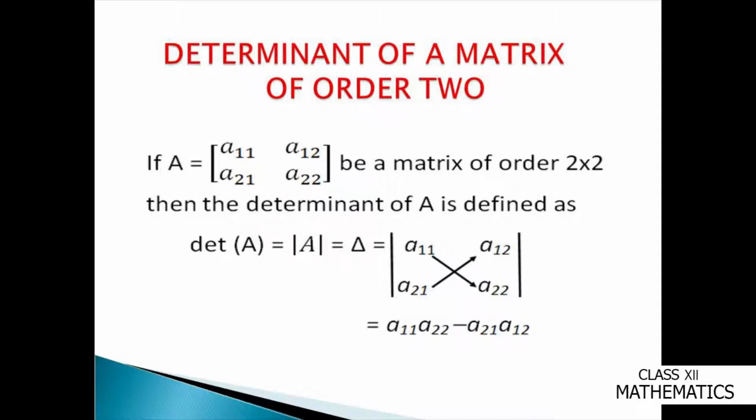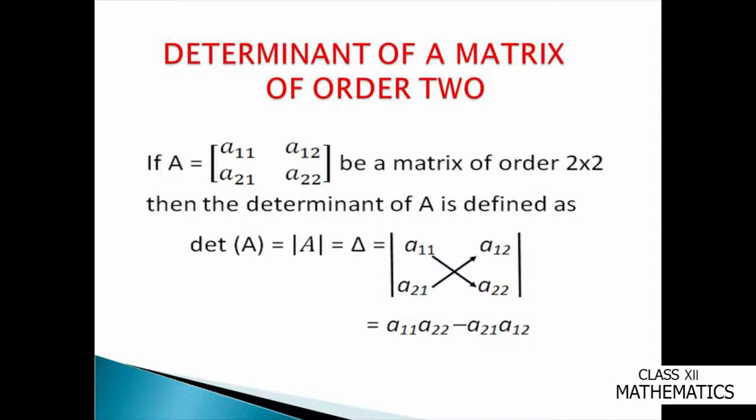You can use either one of them. And how to find the determinant? You just see here, they have just cross multiplied. That means A11 into A22 minus A21 into A12. That means you have to just cross multiply and put a minus sign in between.